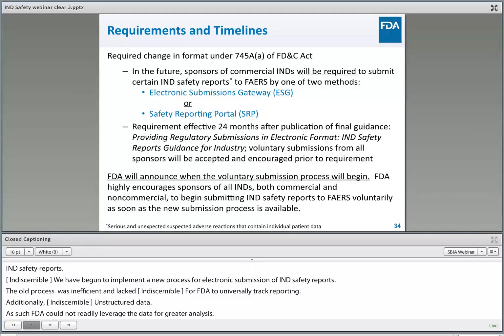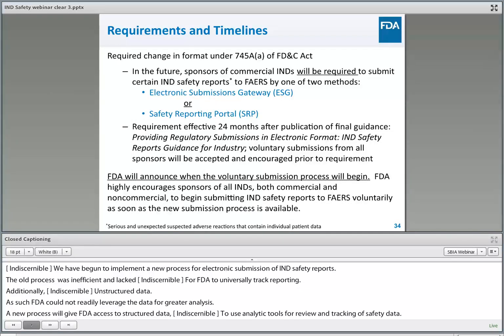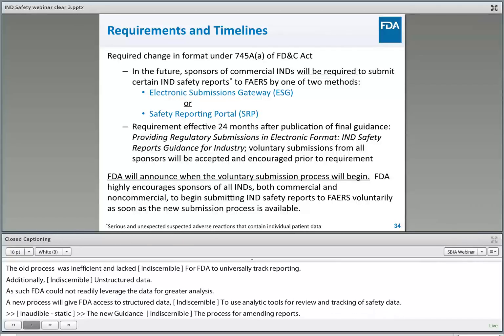The new guidance introduces the process for submitting IND safety reports electronically. FDA encourages electronic submission of IND safety reports to FAERS. FDA provides two methods for electronically submitting safety reports. Specifically, the Electronic Submissions Gateway or the Safety Reporting Portal may be used.